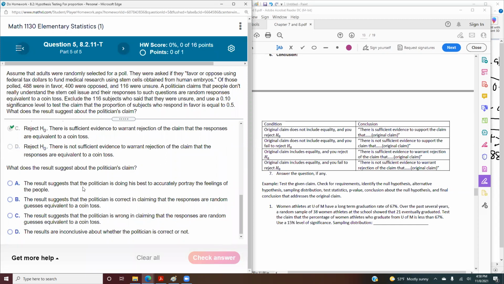The result suggests that the politician is doing his best to accurately portray the feeling. The result suggests the politician is correct. The result suggests the politician is wrong. The results are inconclusive about whether the politician is correct or not. So which one is the correct answer in this case?